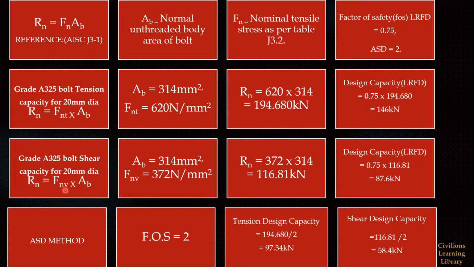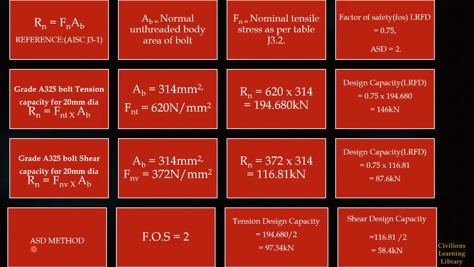Here we are using Fnv into AB. Here the V stands for shear. Same 20 dia bolt area, we know that it is 314 mm square, and the shear stress value is 372 Newton per mm square. This is taken from Table J3.2, and from this we can calculate the Rn value, 116.81 kilonewton. For the factor of safety we multiply with 0.75, then finally we get the design capacity of a 20 mm dia bolt, 87.6 kilonewton. This is applicable for grade A325.